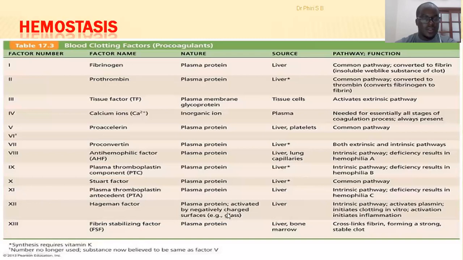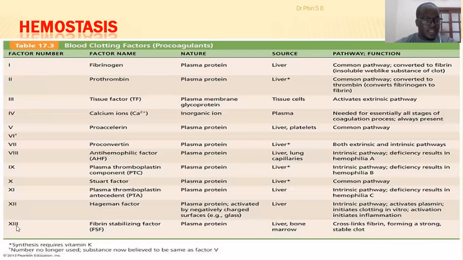Then you have factor 12, the Hageman factor. It's a plasma protein produced by the liver. It's involved in the intrinsic pathway. So it's going to activate plasmin. Plasmin is the one that is involved in fibrinolysis.